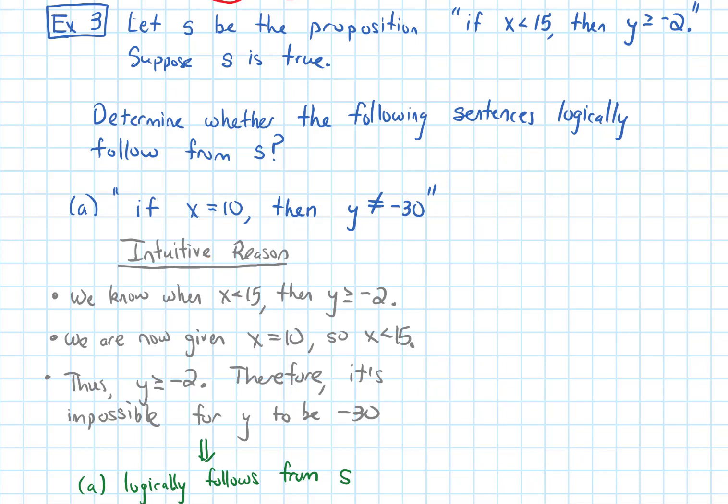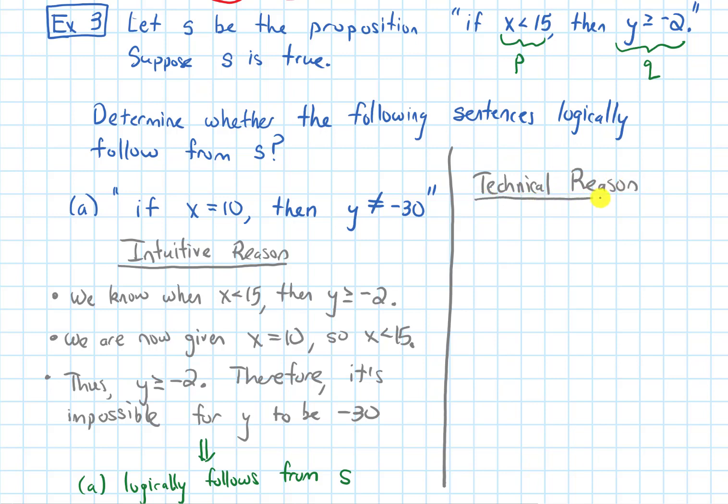I also now want to give a more technical reason. So for this, I really want to break down the structure of S. So S is an if-then statement. So the if portion, I'm going to call this P, and then the then portion, I'm going to call that Q. So P is x is less than 15, and Q is y is greater than or equal to -2. So let's look at this technical reason now. In the technical reason, I'm really going to analyze, well, what does it take for an if-then statement like this to be true? Because it tells me it's supposed to be true.